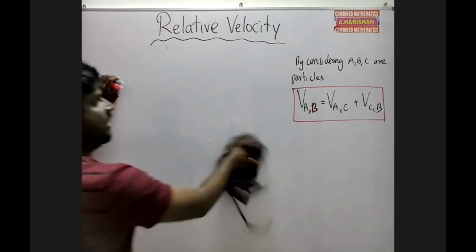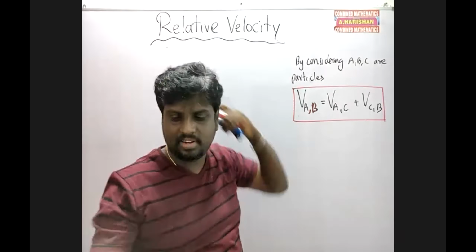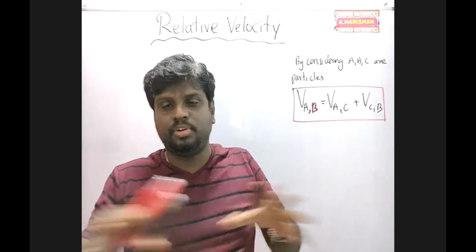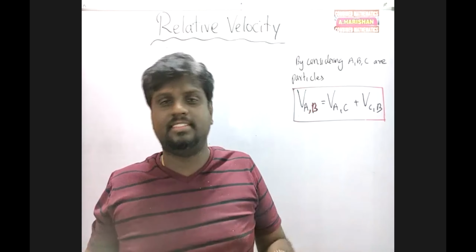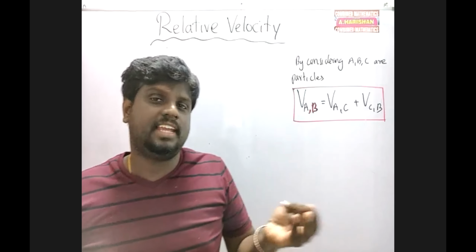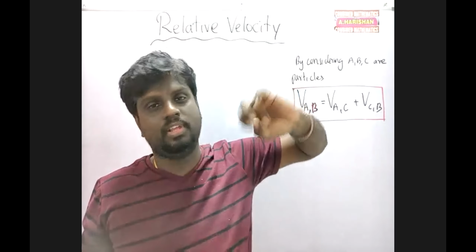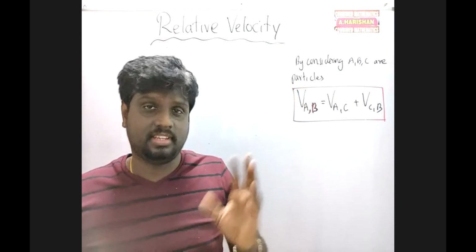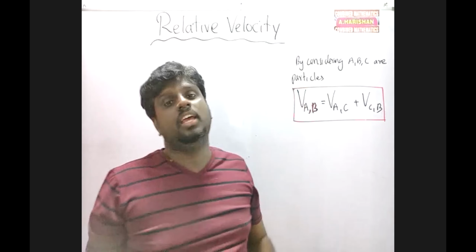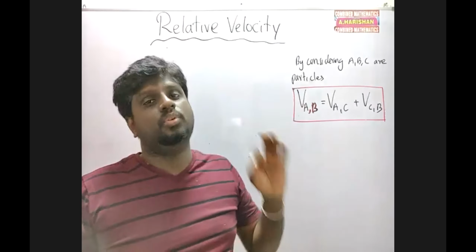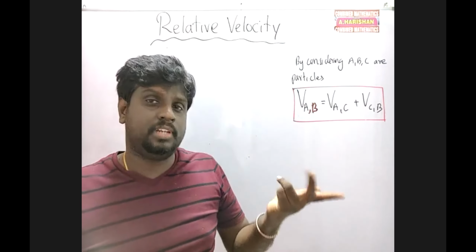So according to that rule, what we have done, we have decided to put into type 1, type 2, type 3, type 4. So the main thing: there are 4 types of questions in relative velocity. Relative velocity, how many types of questions are there? 4 types. So type 1, type 2, type 3, type 4.